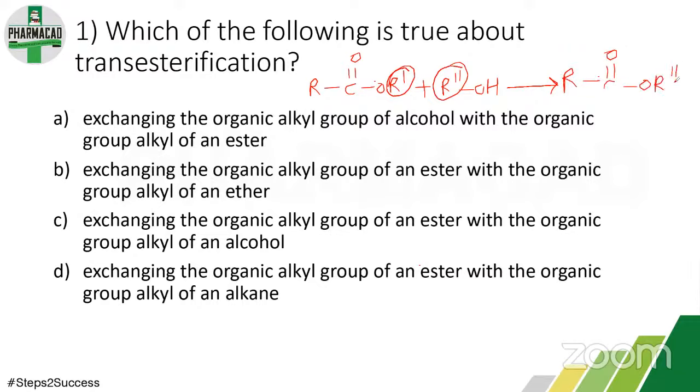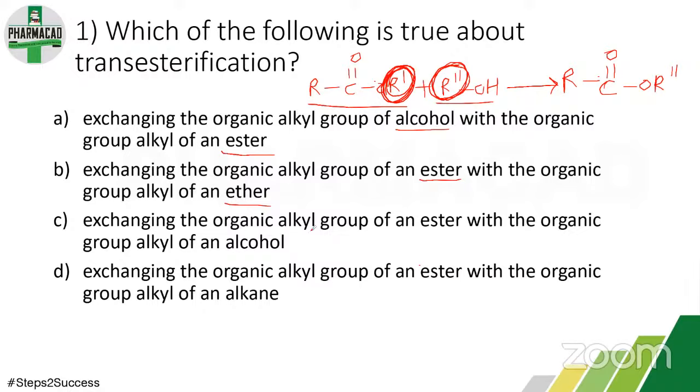Okay, so what happened over here? Exchanging of the organic alkyl group of the ester with the organic alkyl group of the alcohol. So which option is this? The first option is saying exchanging the organic alkyl group of an alcohol with the organic group of an alkyl of an ester. No, because here is exchanging in between R1 and R2. Second, exchanging the organic alkyl group of an ester with the organic alkyl of an ether. No, because there is no ether.